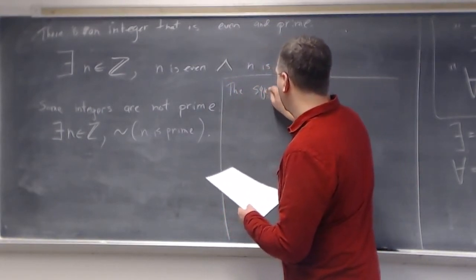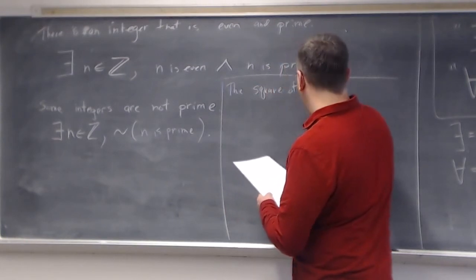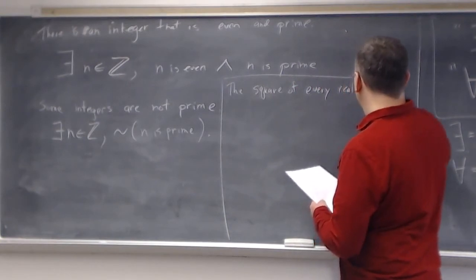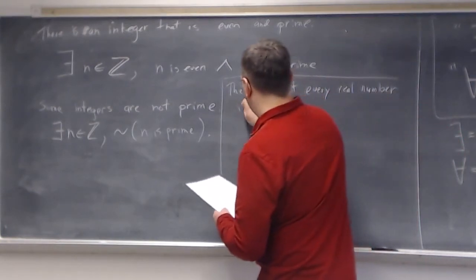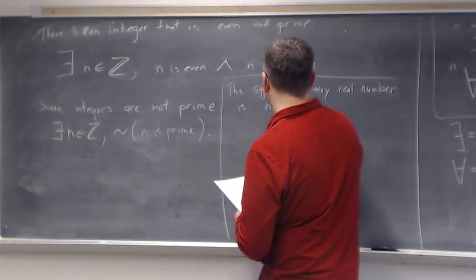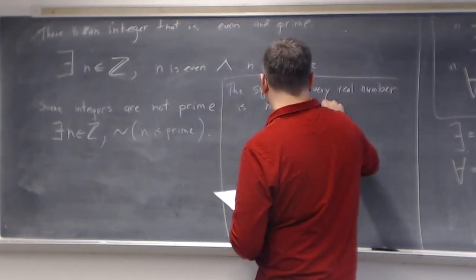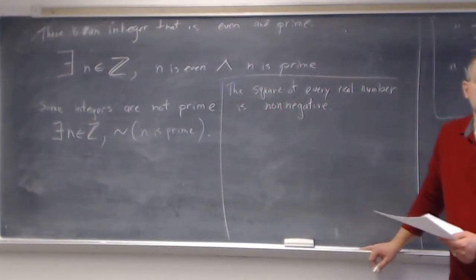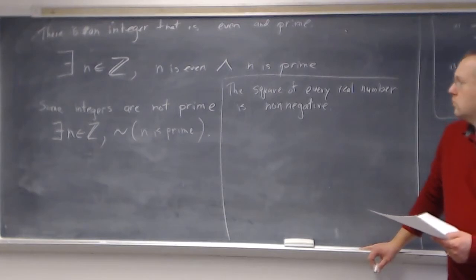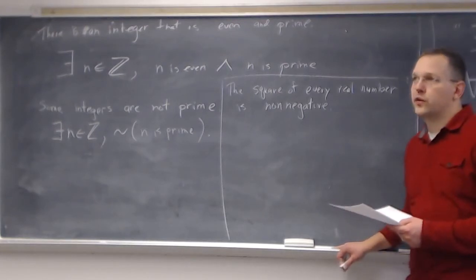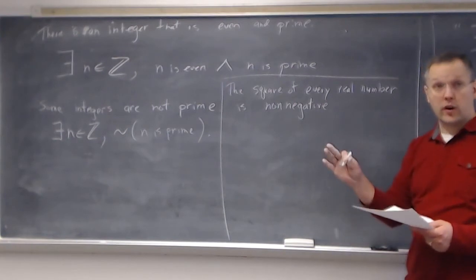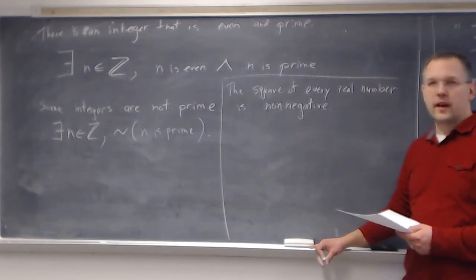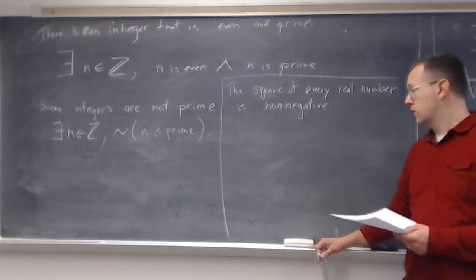The square of every real number is non-negative. Is this true or false? True. The square of every real number. You take any real number and square it. Is that going to be non-negative? Yes. So this is a true statement.